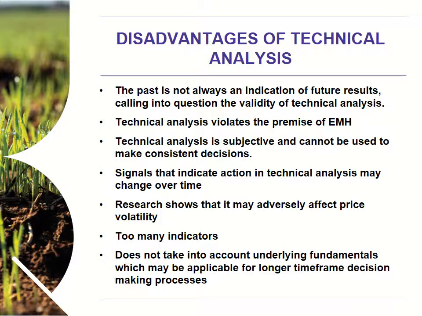When people use technical trading and they use software to generate their buy and sell signals, it creates unwanted volatility in the market. And there are just too many indicators out there. You've got moving averages, different types of moving averages, different ways of applying moving averages, and it does not take into account underlying fundamentals. Remember, fundamentals are good for the long time frame. In the long run, they affect the market. So when you're using technical analysis, it doesn't use fundamental analysis. So that's a disadvantage.